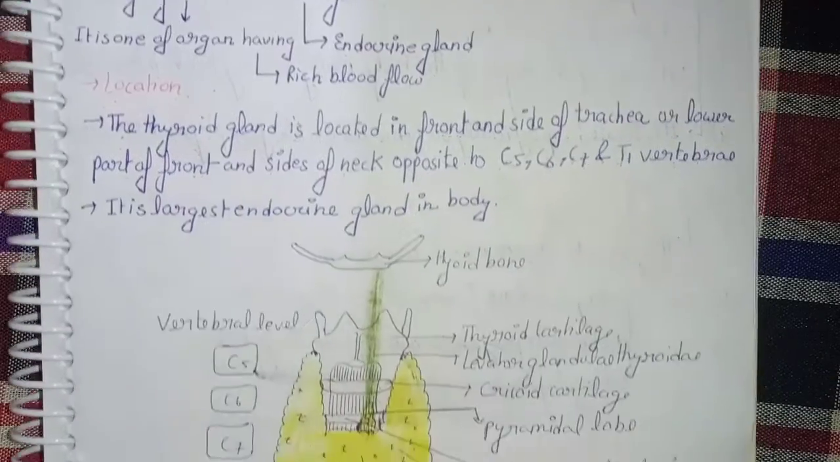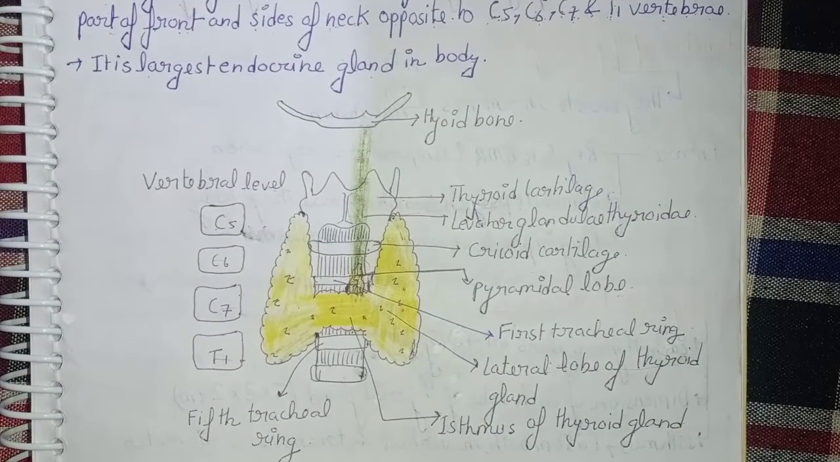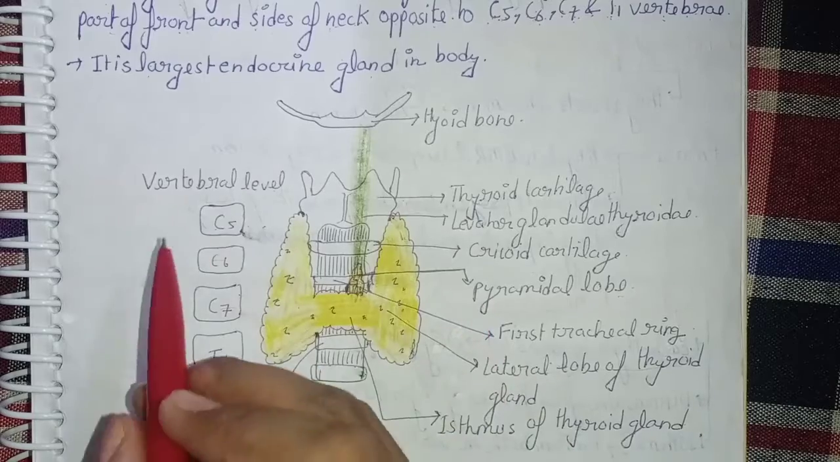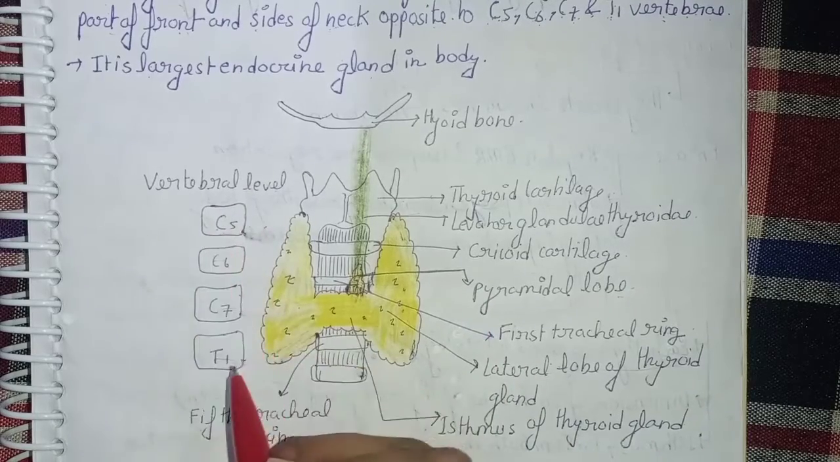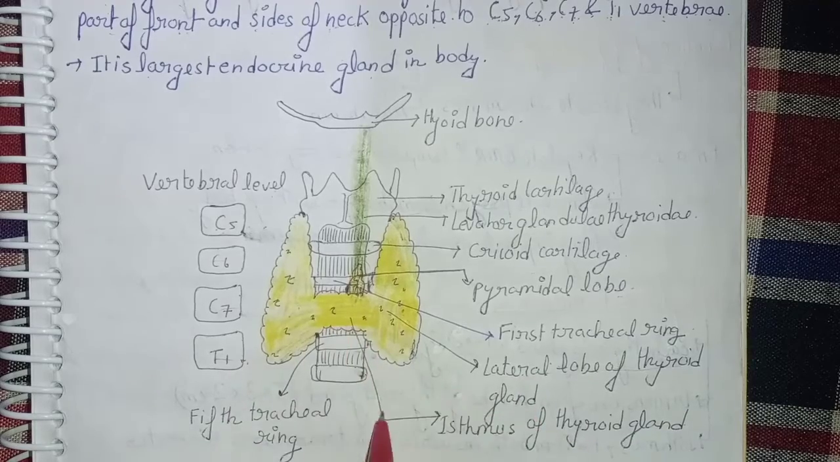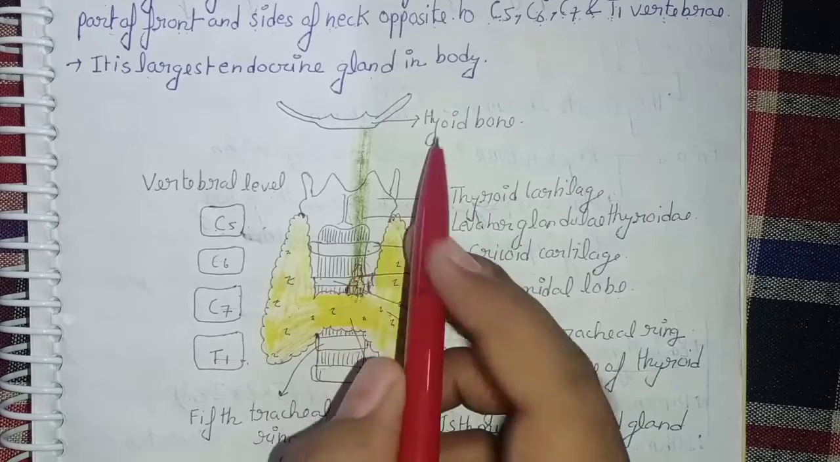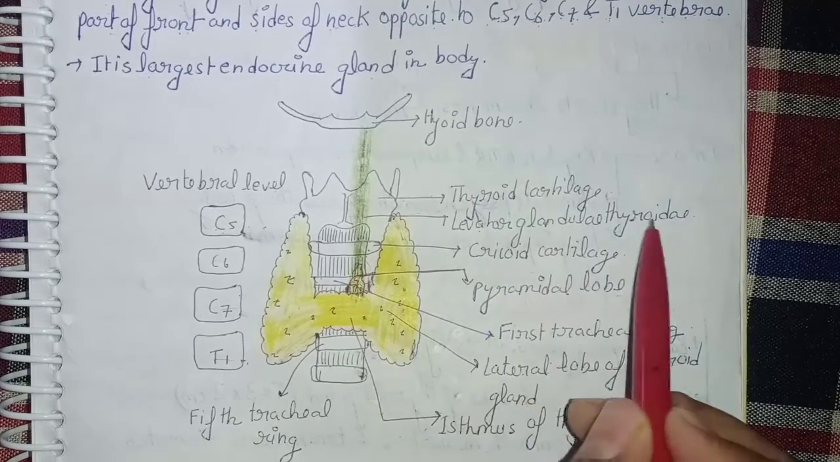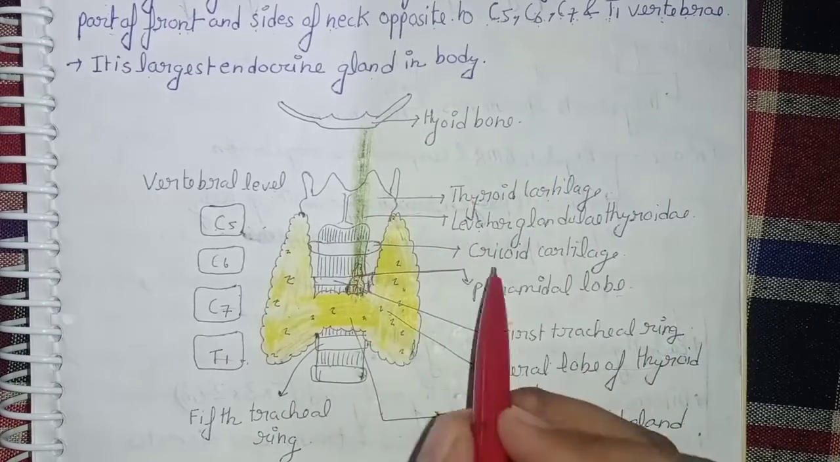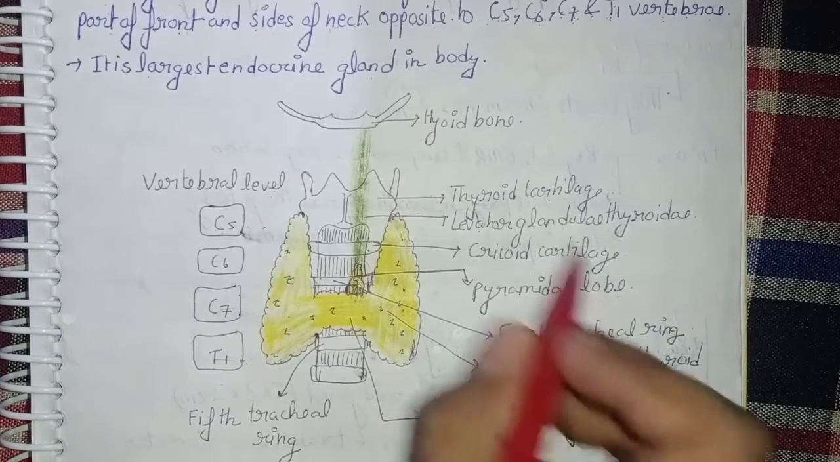Now coming to the diagram of thyroid gland which will show the location of thyroid gland and the presenting parts of the thyroid gland. So this is the diagram of thyroid gland in which you can see the vertebral level from C5 to T1, and you can also see the lateral lobes of thyroid gland, isthmus, and you can see the pyramidal lobe which is connected to the hyoid bone by the levator glanduli thyroidi. You can see thyroid cartilage, cricoid cartilage, and the first tracheal ring and fifth tracheal ring in the diagram.